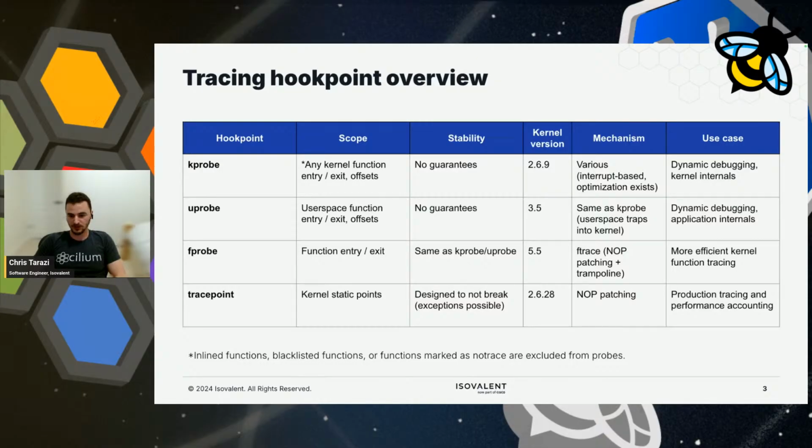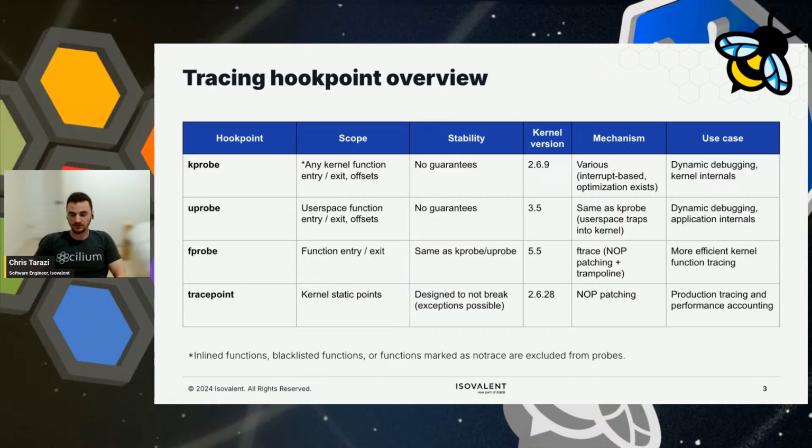And fprobes are similar to kprobes, but they differ in a few ways. They use the ftrace infrastructure, which makes them more efficient, especially if kprobes are not running as optimized. We will touch on that later in the talk. Fprobes can be attached on the function entry and exit, but not the offset. And that's the main difference between them and the kprobe and uprobe.